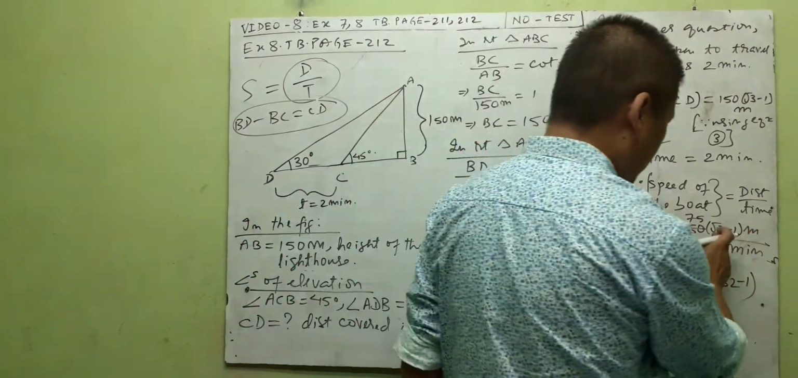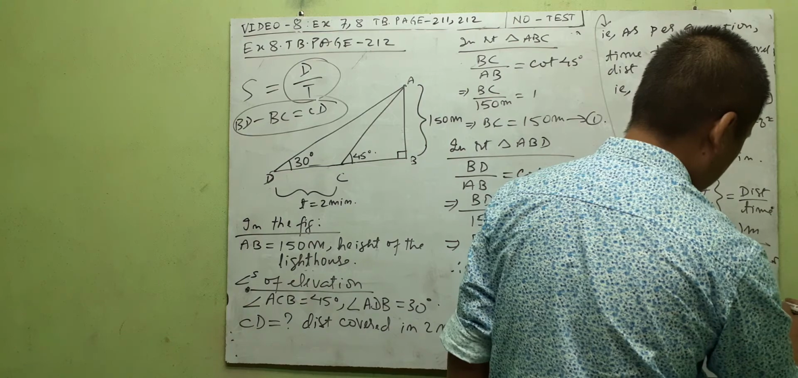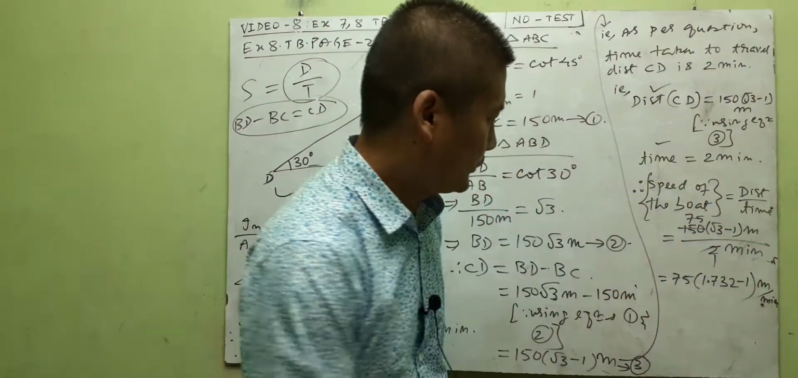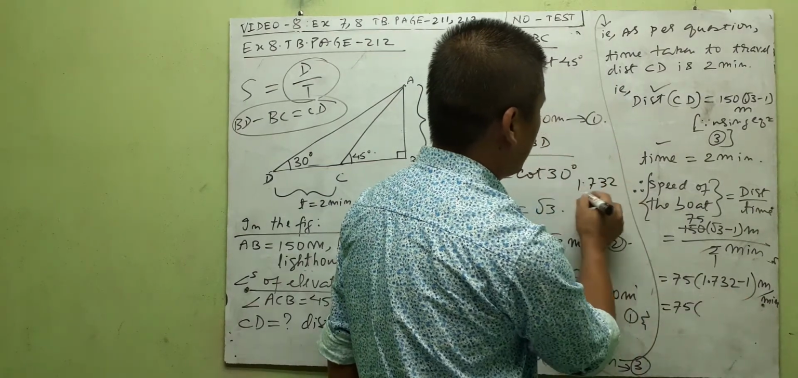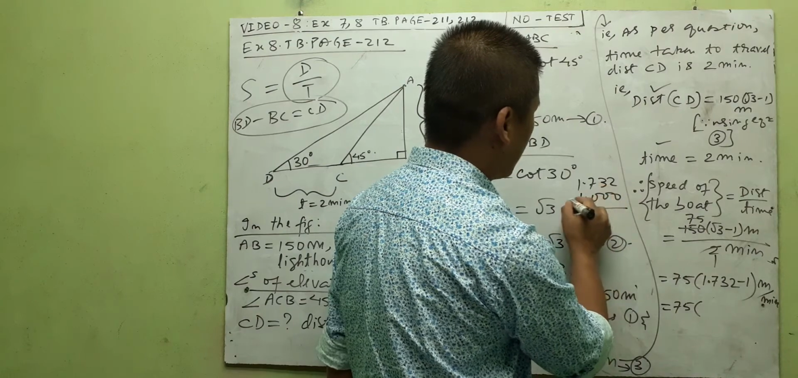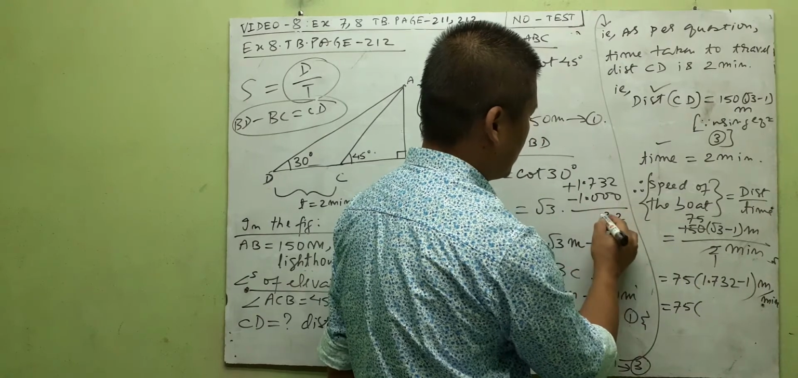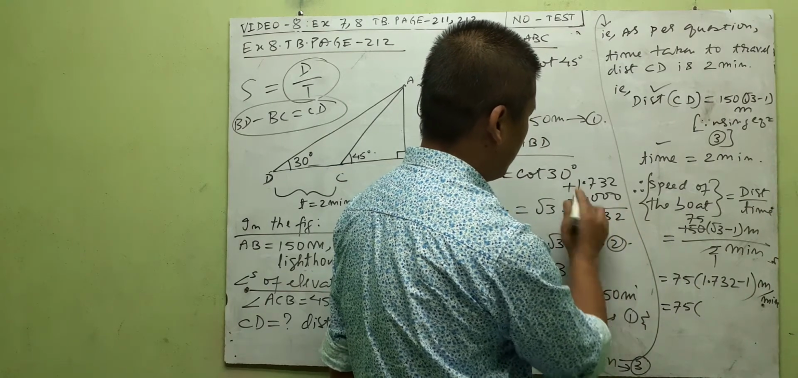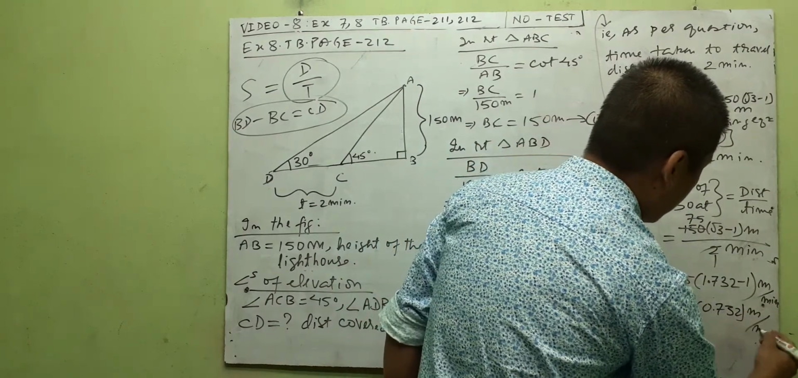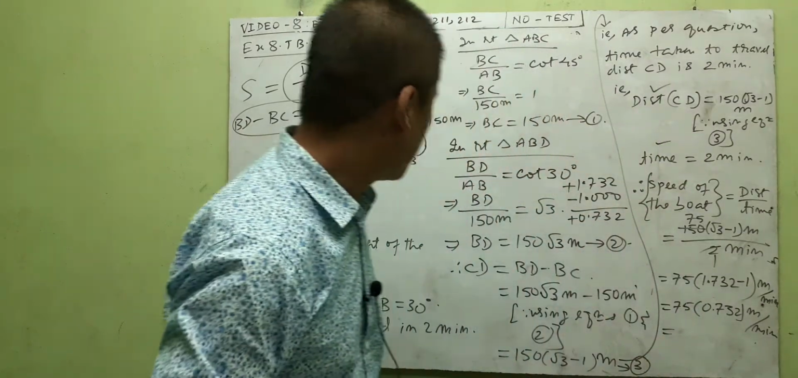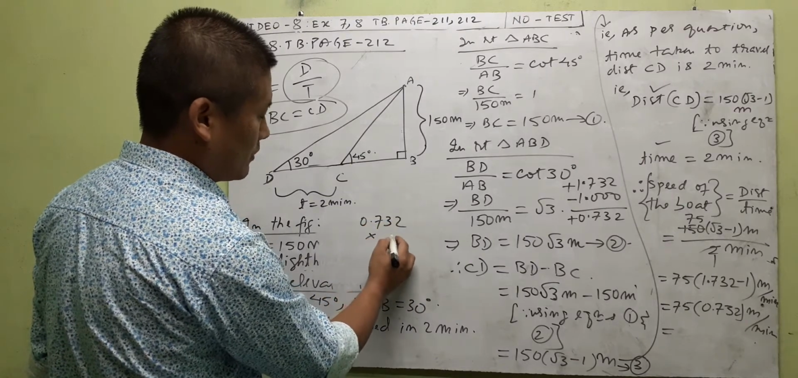So let's just solve it. Root 3 value is 1.732 meter per minute. So you get 75 into, when you subtract these two, 1.732 minus 1.000, the decimal point should be on the same line while subtracting. So 2, 3, 7, 1 minus 1 is 0, so you get 0.732 meter per minute. So it's a matter of just multiplying these two, 0.732 multiplied by 75.